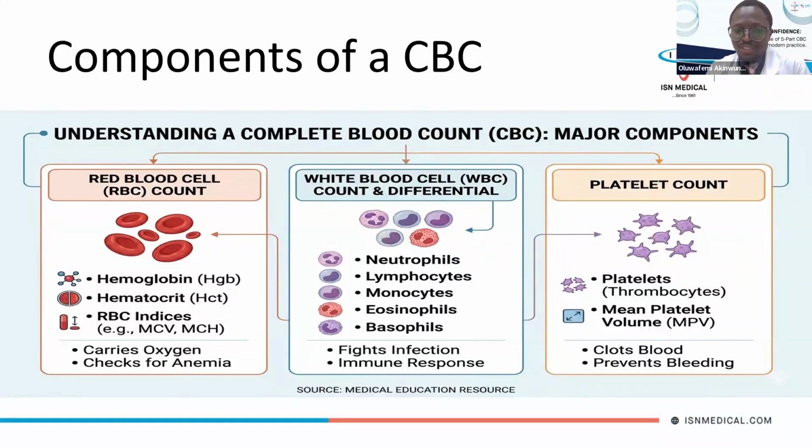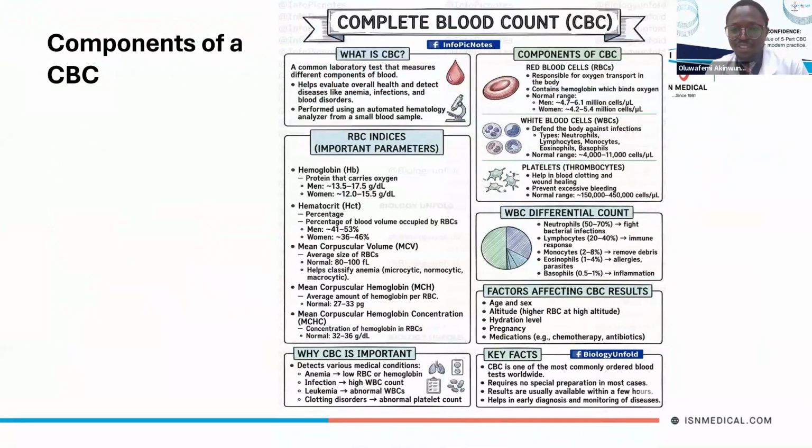For the white blood cell count and differential, of course, we all know the various differentials of the WBC: neutrophils, lymphocytes, monocytes, eosinophils, and basophils. And it is the bulk of what we'll be talking about today. And we also have platelets, which are mainly responsible for hemostasis, that is preventing excessive bleeding. So this diagram is a more comprehensive way to look at full blood counts, the importance, and so on and so forth. But let me quickly dwell briefly on some aspects of this diagram.